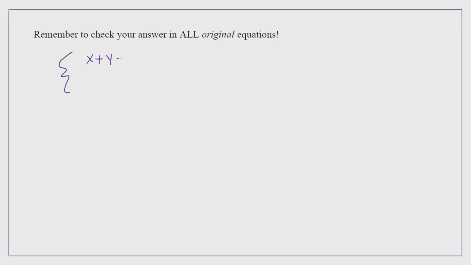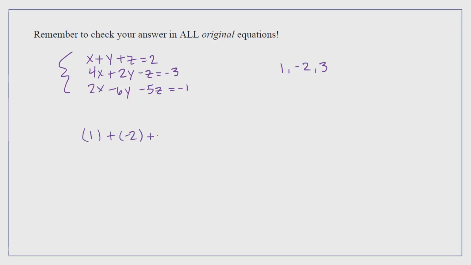Okay, so I'll rewrite our system here. x plus y plus z equals 2. Then we had 4x plus 2y minus z equals negative 3. And then 2x minus 6y minus 5z equals negative 1. So we want to check to make sure that our ordered triple, 1, negative 2, and 3, is a solution. So we'll substitute in these values, and I'm going to substitute them in first, and then I will simplify.